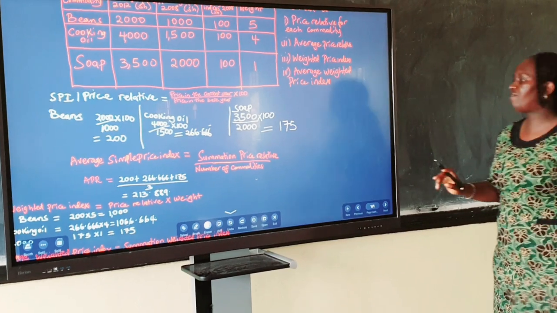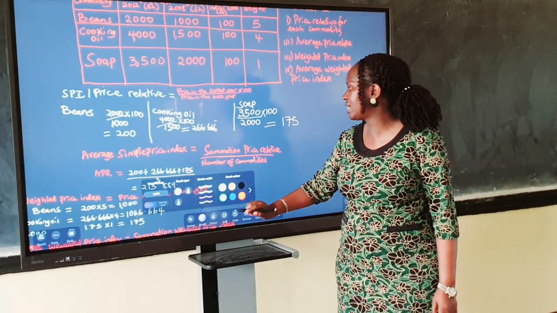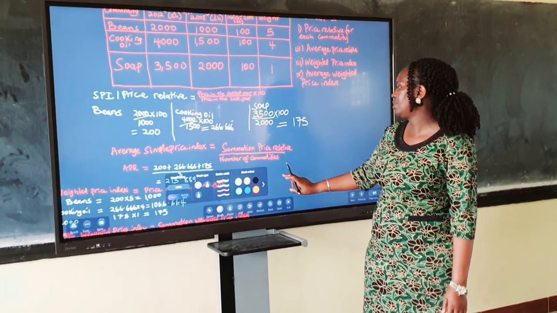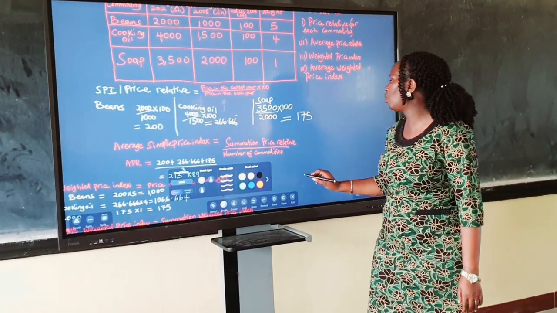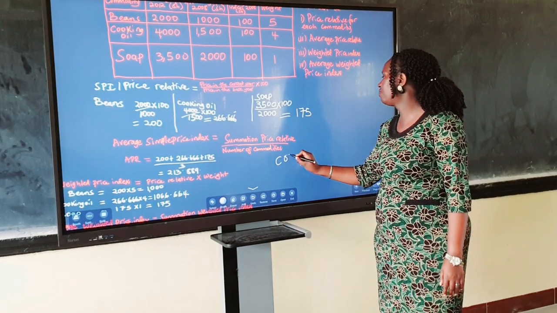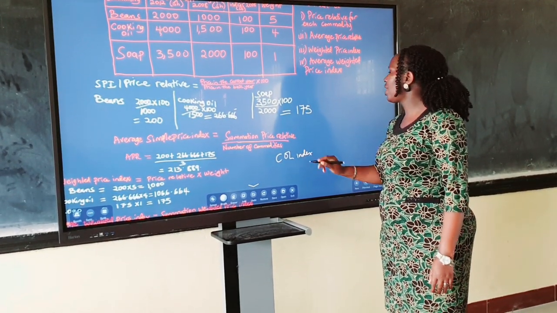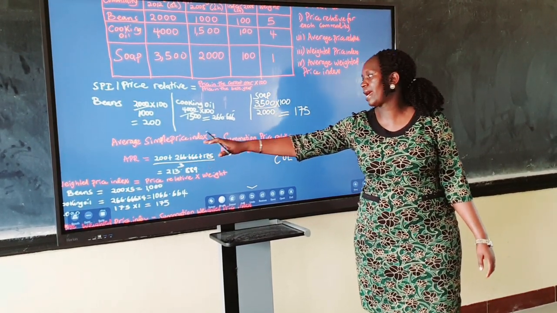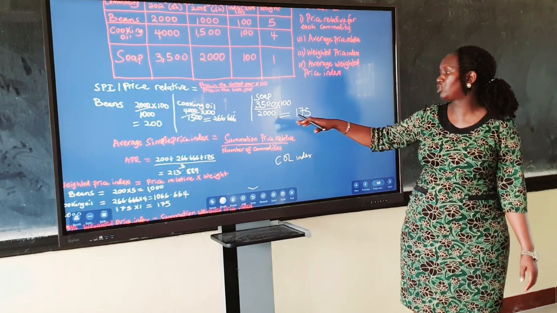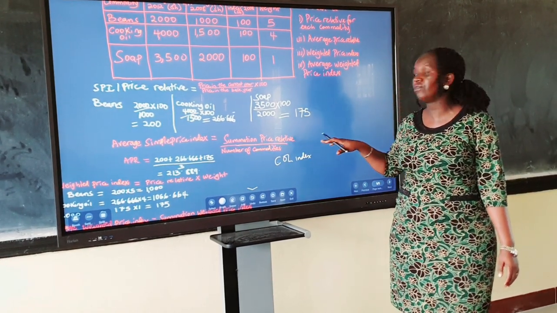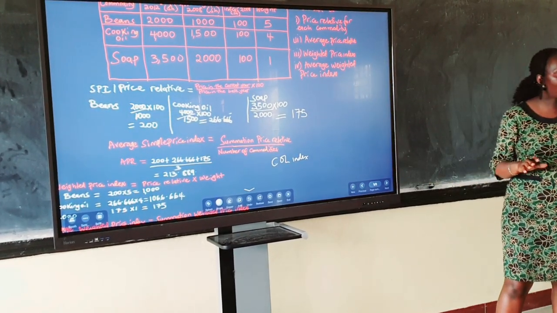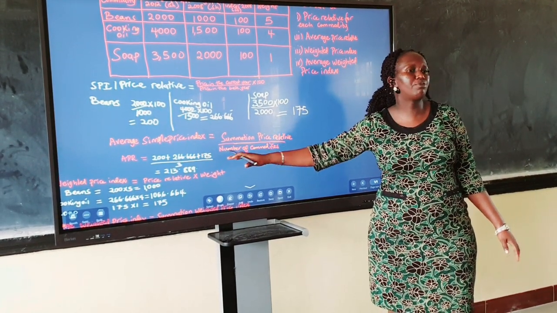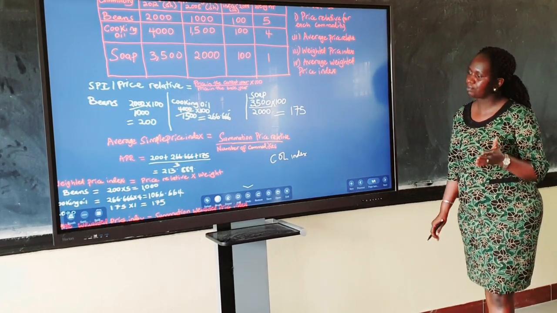The other thing for us to note is from this figure here. The figure that has the average price relative is the one that we use when we want to find the cost of living index. If you are asked the cost of living index, it is represented by this figure, where the summation price relative is divided by the number of commodities. If you wanted to find out the rate of inflation, you just get that figure and subtract 100%.